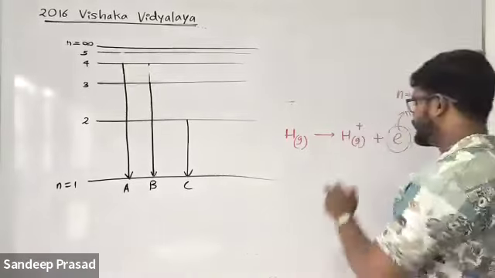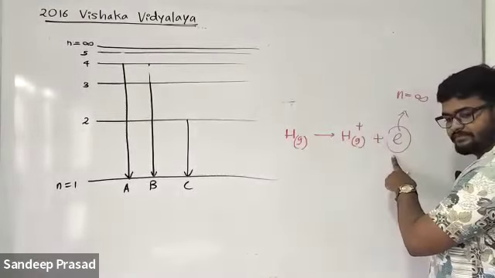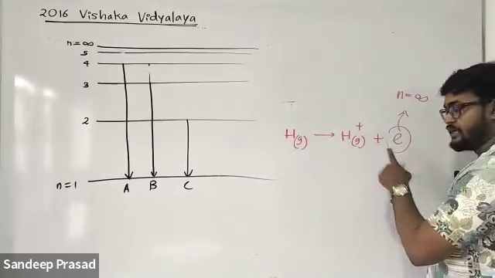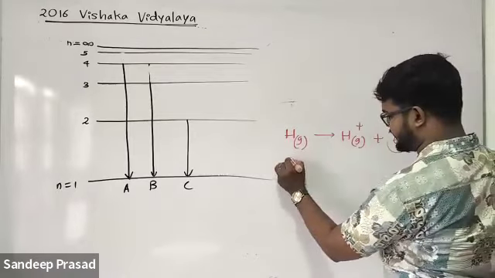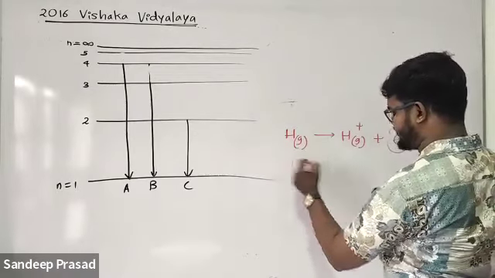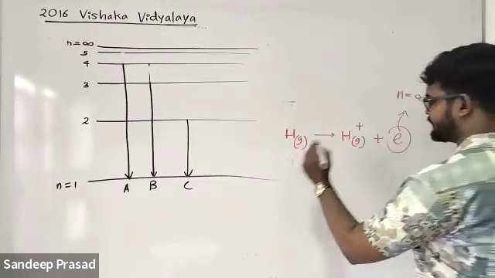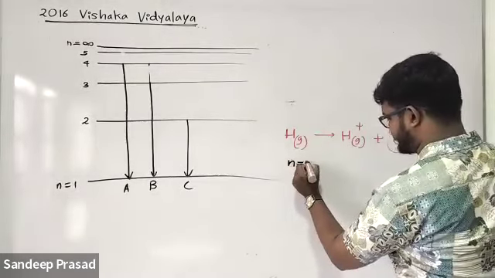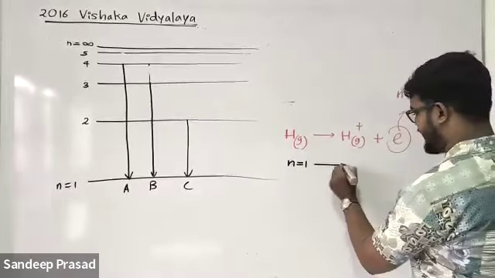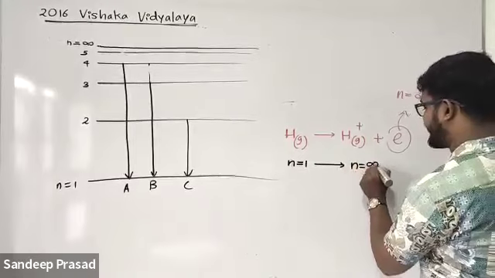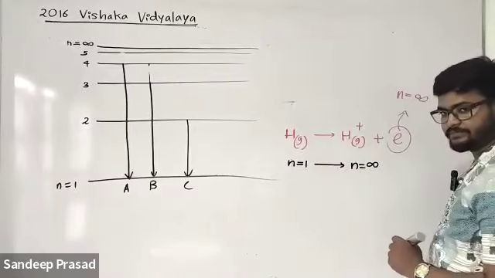First ionization means releasing one electron from the atom. Remember, actually, the electron was in the first principal energy level. Students, you have to notice this very carefully. The first electron, the one and only electron, was in the first principal energy level, and it went to the infinity energy level. So this is the first ionization energy.